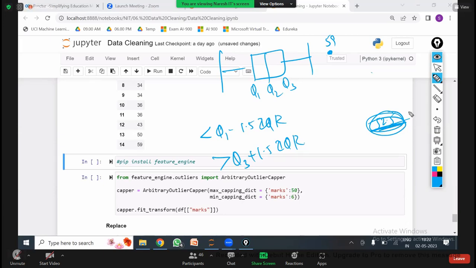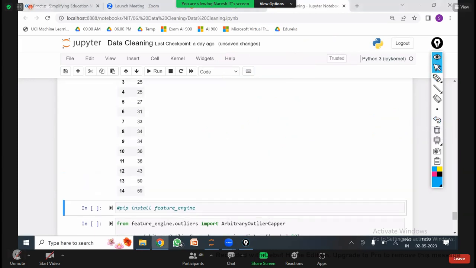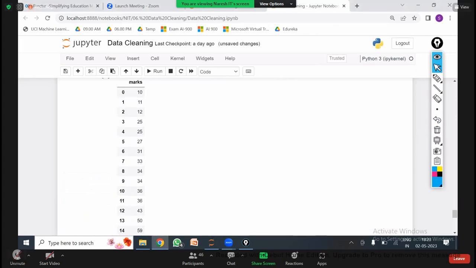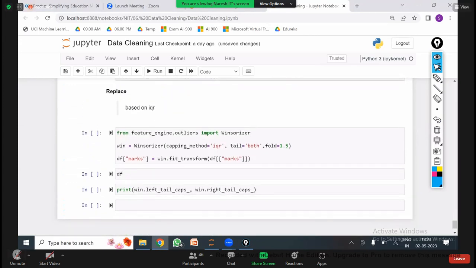Statistically, any value greater than this is considered an outlier. Up to this it is not considered an outlier, so I am going to replace with this value. Okay, is that clear? Directly you replace with this value. How do you do that statistically? By using the Winsorizer technique. The technique name is called Winsorizer.